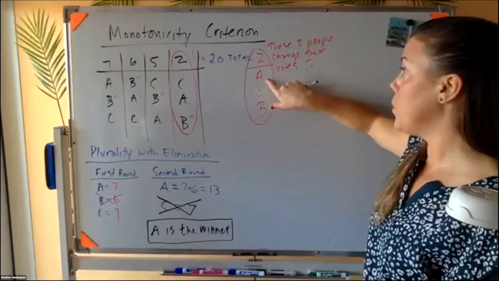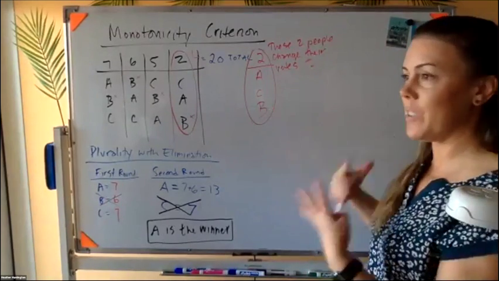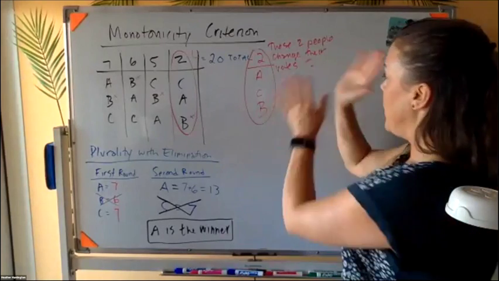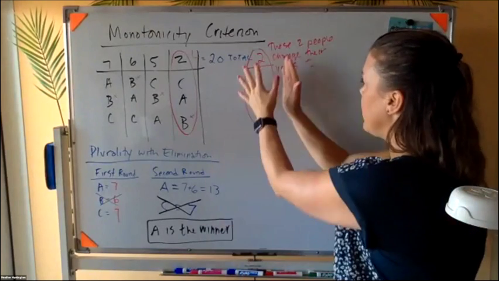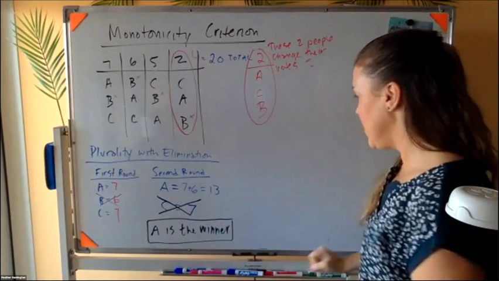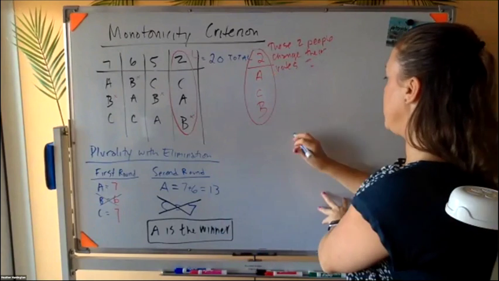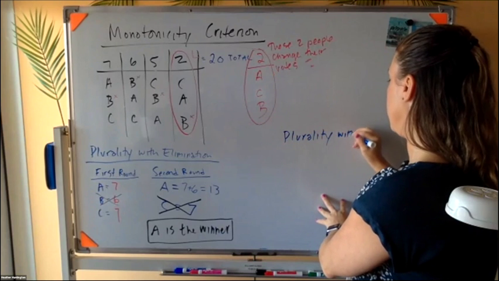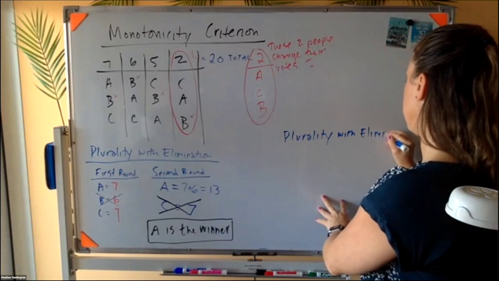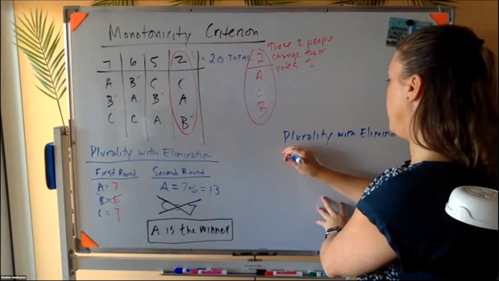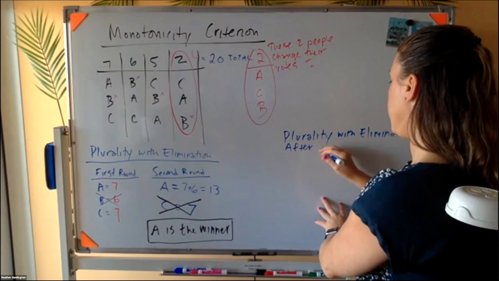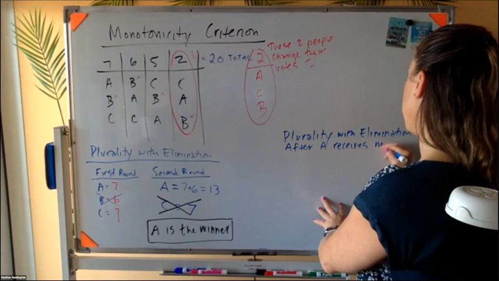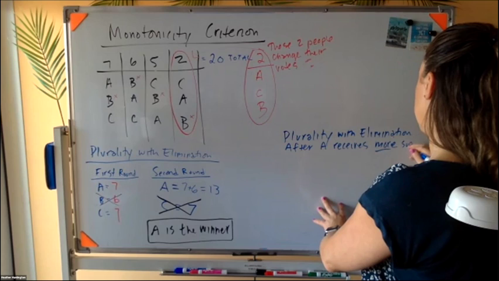A gets more support. I think, because I'm emphasizing this, you might know where this is going, right? So A gets more support. A was the winner. We're giving A even more support now. Well, let's see the plurality with elimination after A receives more support.